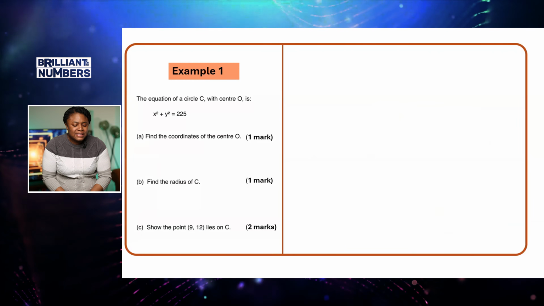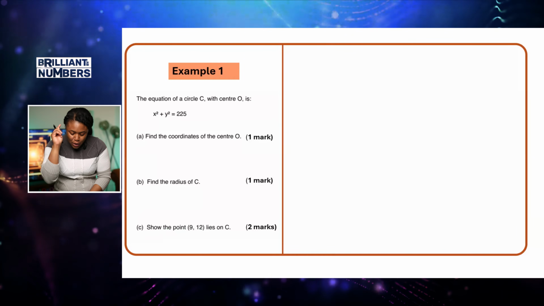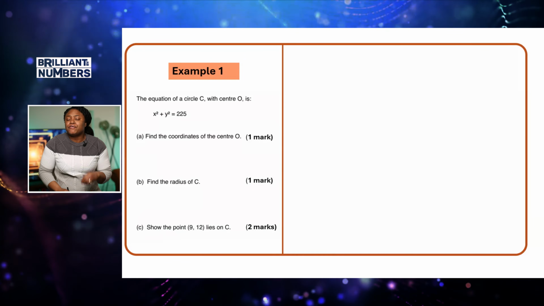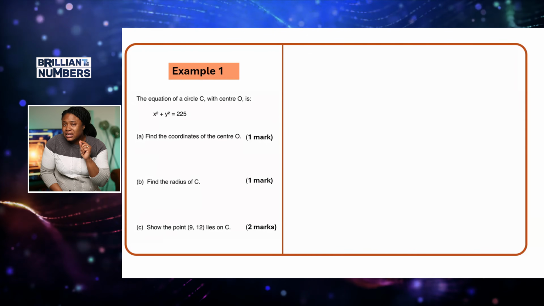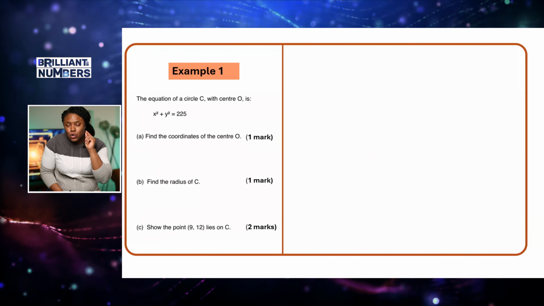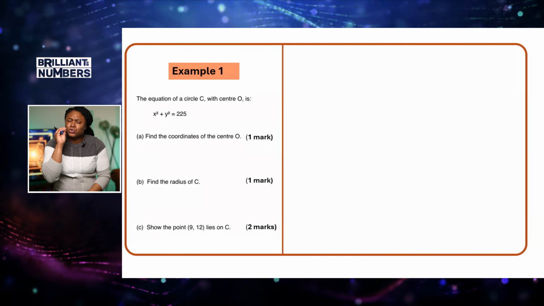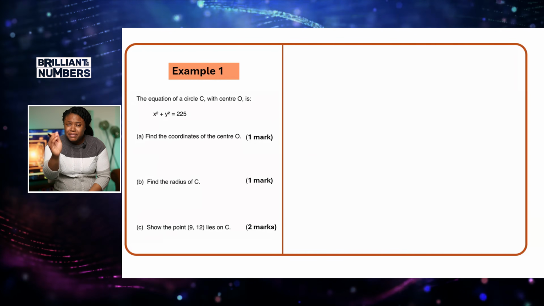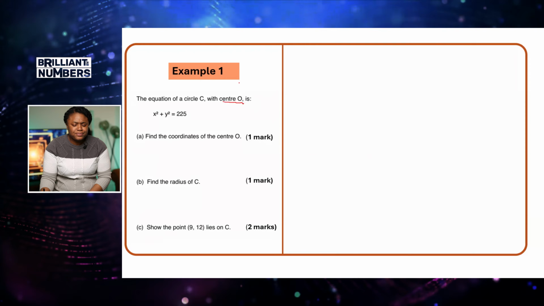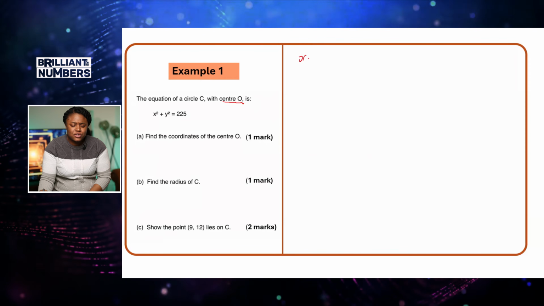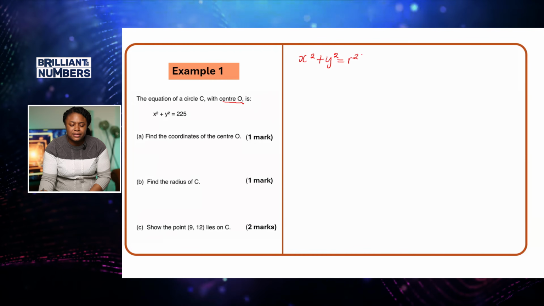The equation of a circle C with center O. So clearly straight away, I'm thinking of the concept I've just learned. I know what my formula will look like when the center is O. So before I do anything else in the question, I'm going to write that formula down to give myself that focus. So center O, underline, I know that will be x squared plus y squared equal r squared.